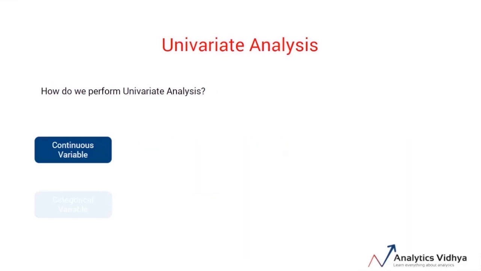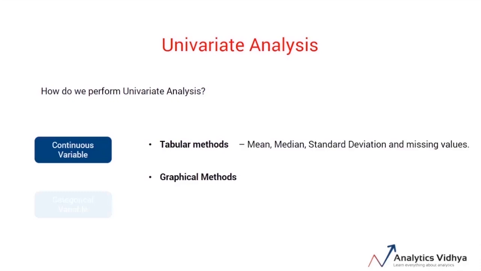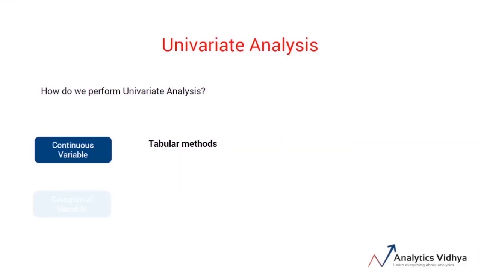Now we'll see two methods of performing univariate analysis on a continuous variable. First, the tabular method, and second, the graphical method. For example, tabular methods are best suited for analyzing mean, median, standard deviation, and missing values in a variable, whereas graphical methods are best suited for checking the distribution of variables and detecting outliers. Let's have a look at the tabular methods available in pandas for univariate analysis.